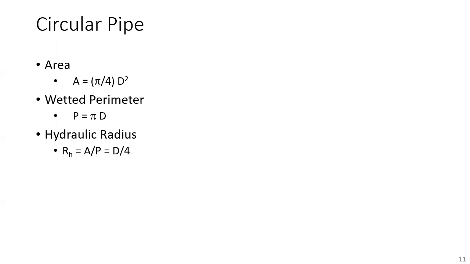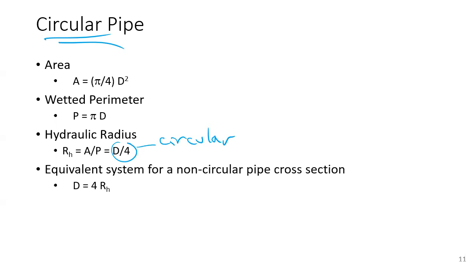Hydraulic radius is always defined as cross-sectional area divided by wetted perimeter. And for a circular pipe, remember, that's the title of the slide. For a circular pipe, pi over 4 d squared divided by pi d is d over 4. And that's what we're going to use, this relationship, for an equivalent or non-circular pipe cross-section. We're going to just say that the equivalent diameter is 4 times the hydraulic radius of the non-circular cross-section.